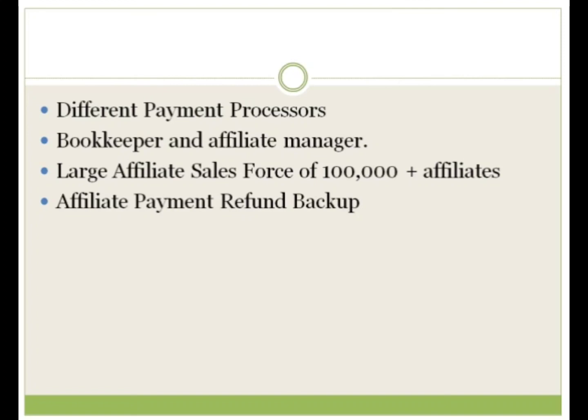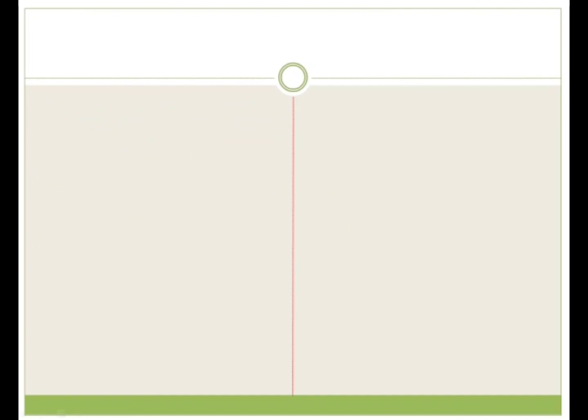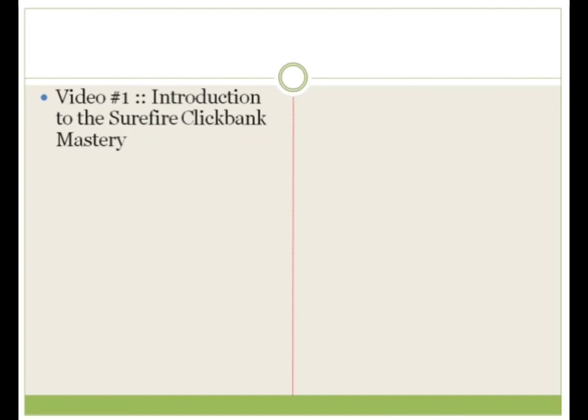Now, there's a lot of other things. Another thing also before we move on to the quick overview is they do allow one-time or monthly recurring product support. What that means is if your product, you charge a one-time fee, then ClickBank supports that. Or if you have a monthly membership site and you charge a monthly fee every single month, ClickBank also supports that.